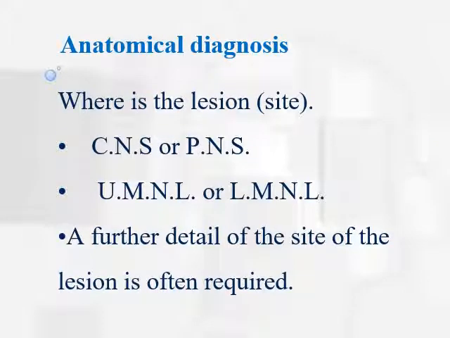The anatomical diagnosis is knowing where the lesion is. Is it an upper motor neuron lesion or a lower motor neuron lesion? If it is upper motor, is it cerebral, cortical, or subcortical, or brainstem, or spinal? If it is a lower motor neuron lesion, is it in the anterior horn cells, the peripheral nerve, the neuromuscular junction, or the muscle?